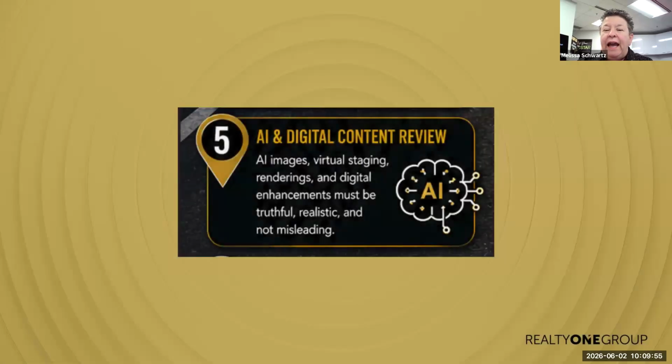Number 5, AI and digital content review. Kind of mentioned that earlier, right? But AI images, virtual staging, renderings, and digital enhancements must be truthful, realistic, and not misleading. Are you aware now that ARMLS has a required stamp that says it was modified? So you now have to put a stamp on it that says this is not the photo of the property. This is AI generated or virtual staging, and they actually have a stamp that you have to add onto there, and it locks it on there.